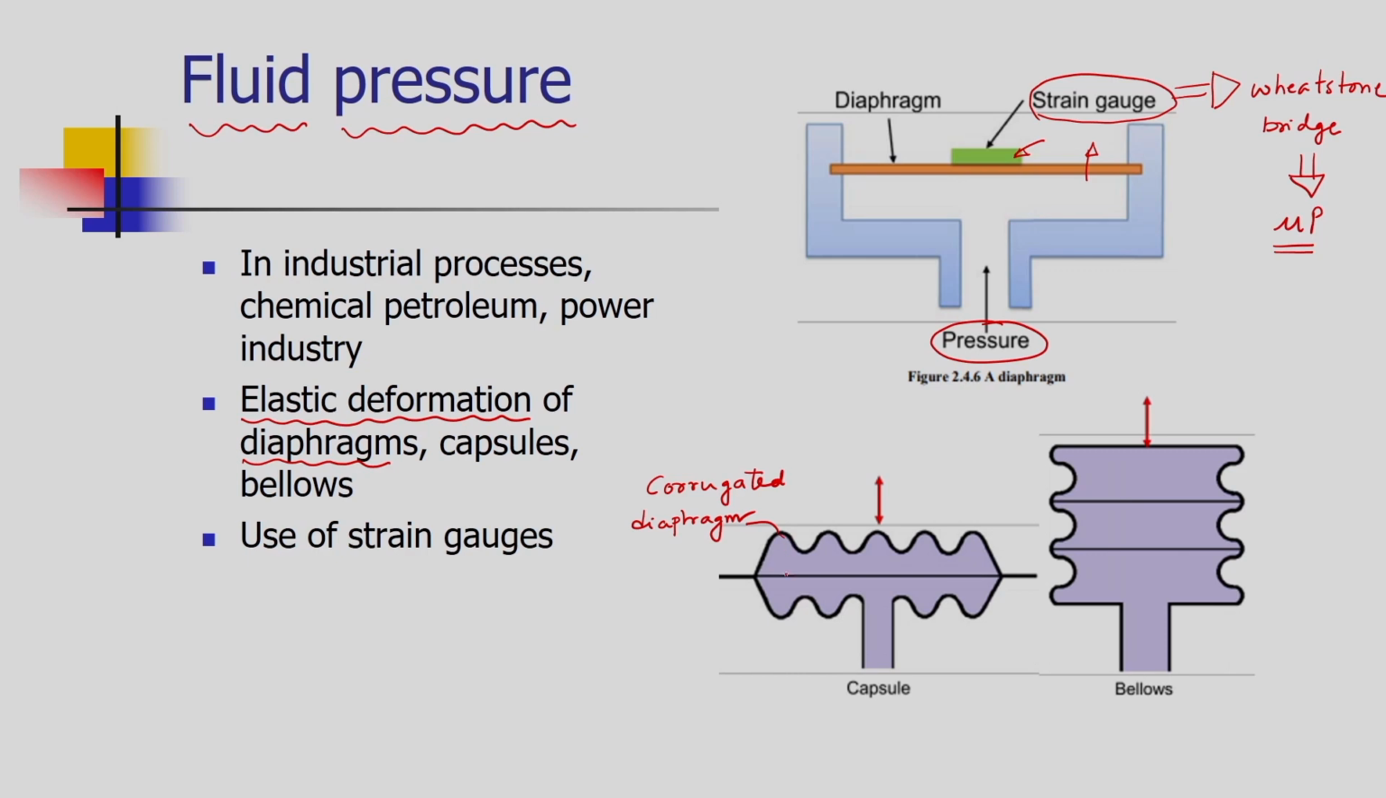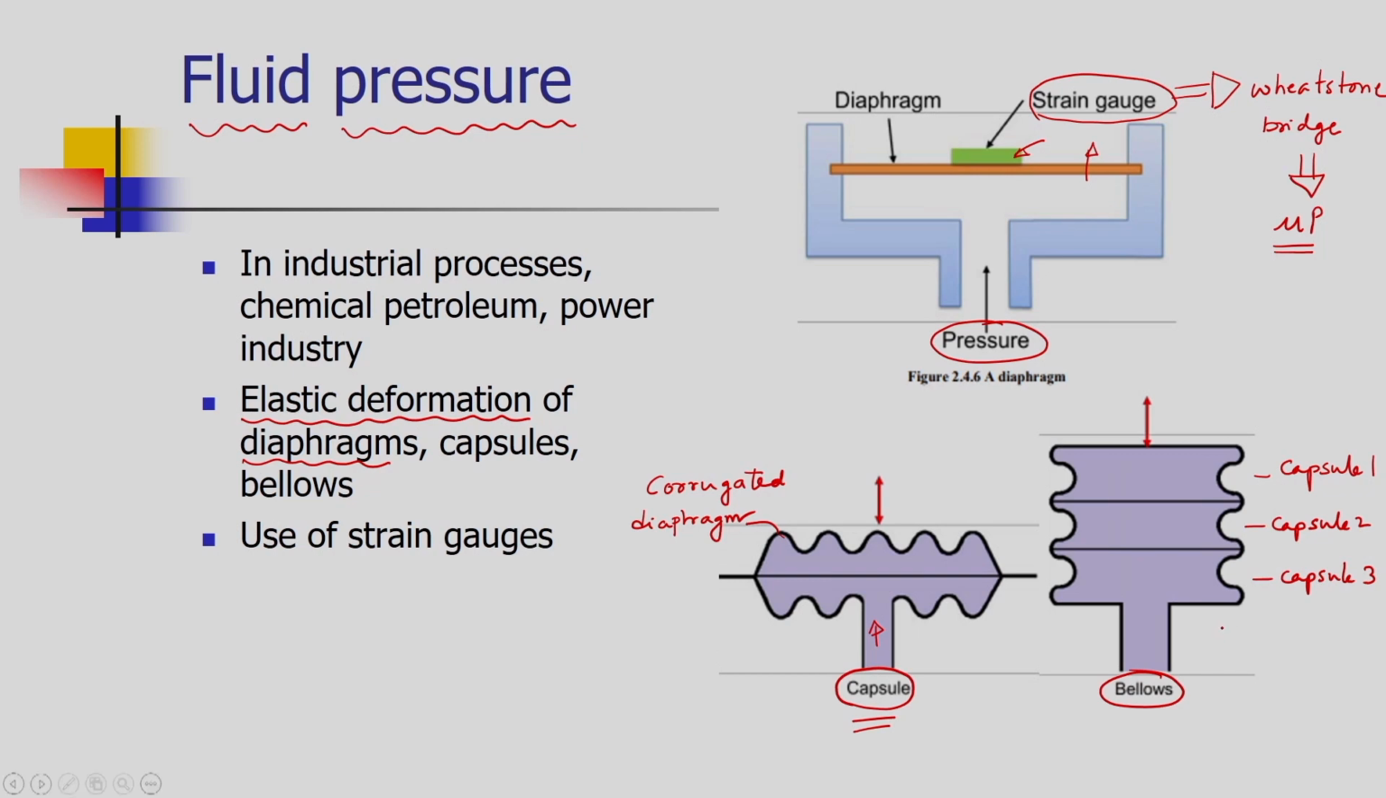When we attach two corrugated diaphragms together, we are generating a capsule. The fluid is passed through the capsule, and then there is a deformation of the top corrugated diaphragm. The displacement of the top portion of the diaphragm is in proportion with the fluid pressure. When we are using multiple capsules, then it becomes the bellows. Here you can see this is capsule 1, capsule 2, and capsule 3.